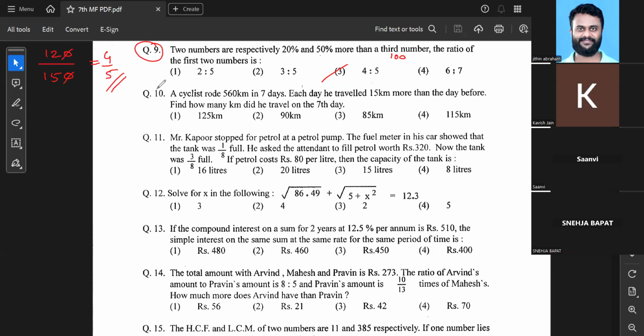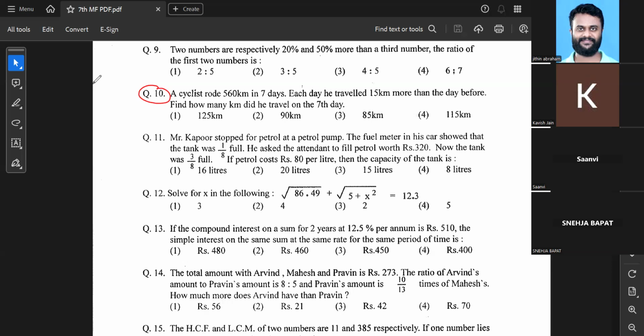Now, let's go for the 10th question. A cyclist rode 560 kilometers in 7 days. Each day he traveled 15 kilometers more than the day before. How many kilometers did he travel on the seventh day?